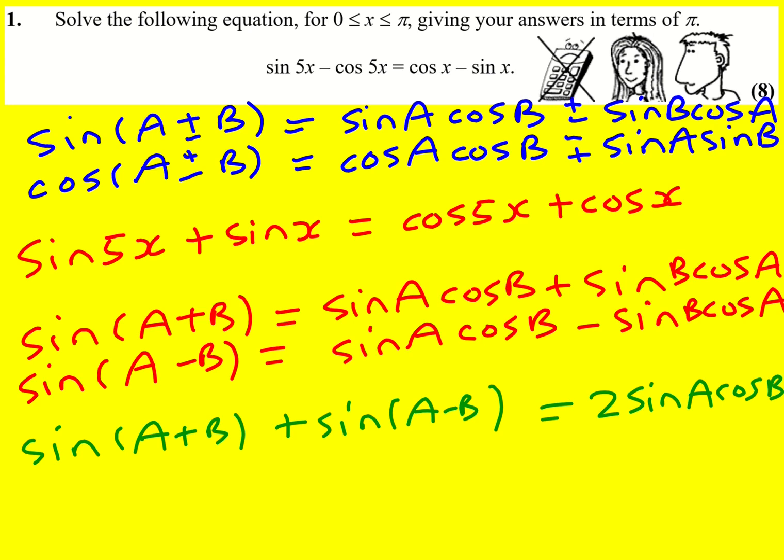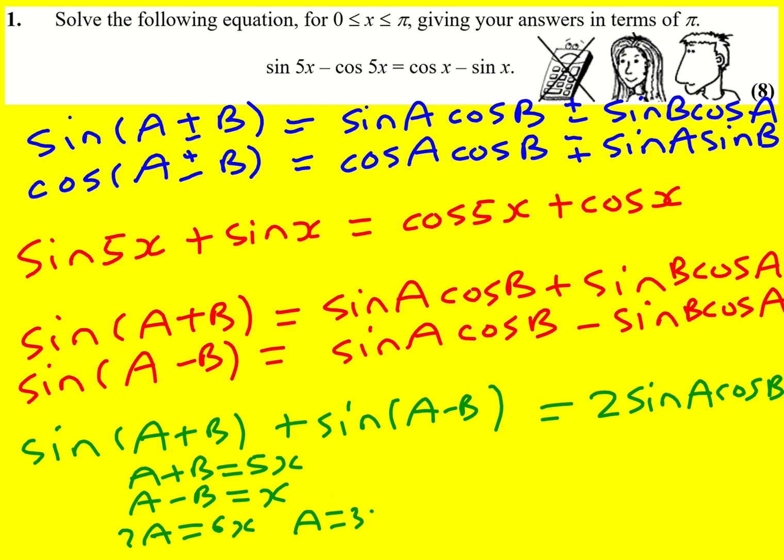And I can decide what a and b are. So I could say, right, I kind of want a plus b to equal 5x and a minus b to equal x, because then I've got it in the right form. So I can add these together to give me 2a is equal to 6x. So a is equal to 3x and b is equal to 2x. And what I can do therefore is, sine 5x plus sine x is actually going to be identical. All of these are identities, by the way.